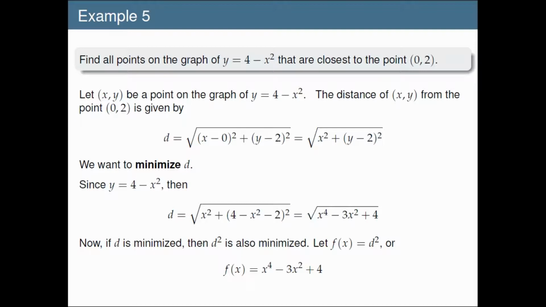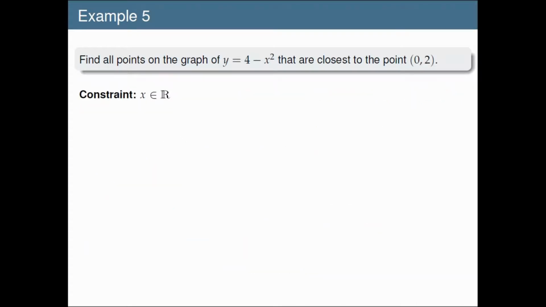We now get the constraint for x. The constraint is the set of all real numbers, since wala naman tayong sinasabi about the points. We now find the derivative of this function f. So f prime of x equals 4x cubed minus 6x. This is also equal to 2x times (2x squared minus 3).